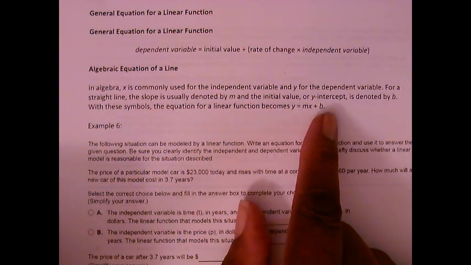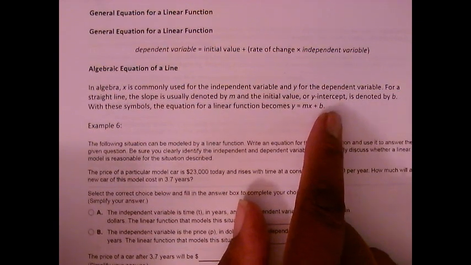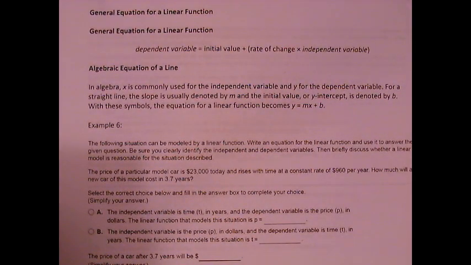Your m is going to be the slope, the b is going to be the y-intercept. And that y-intercept is usually the point where the graph crosses the y-axis if you were to graph a linear function.